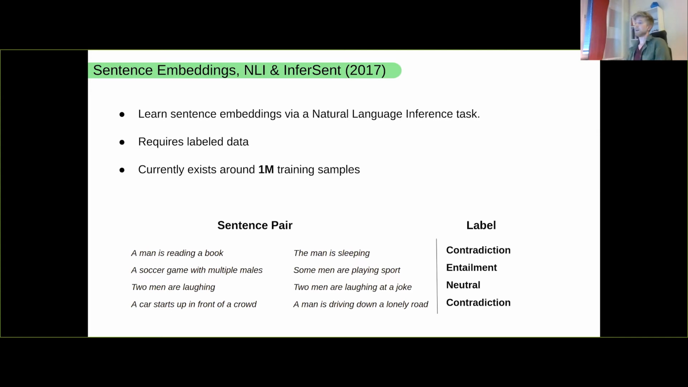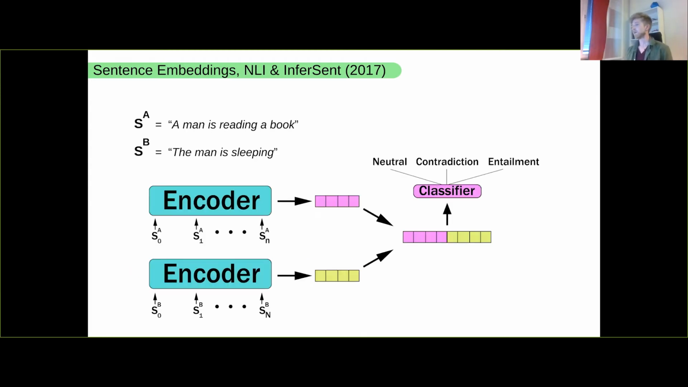And this has the downside that it requires labeled data. While skip-thoughts was completely self-supervised, where we could just throw in a large corpus of data and take the next and previous sentences, here we actually require labels for the training algorithm. Luckily, there exist approximately 1 million of these labeled training samples, so it's definitely more than the 12,000 semantic similarity samples that we have. The architecture of inference is a Siamese network.